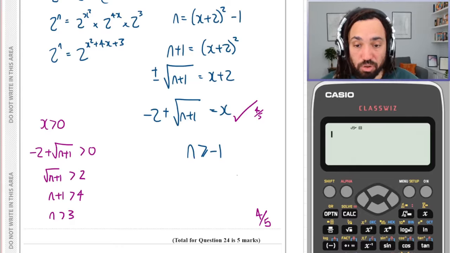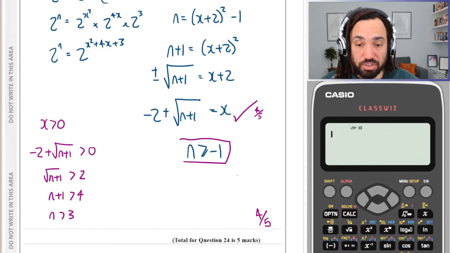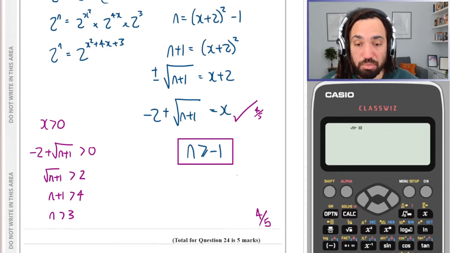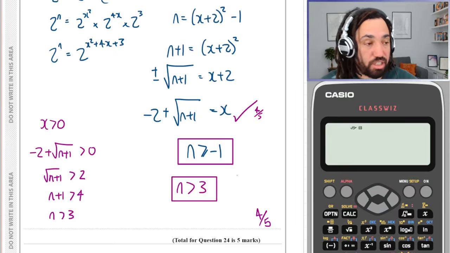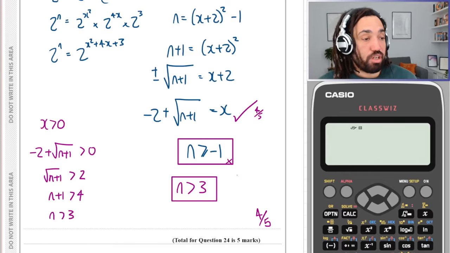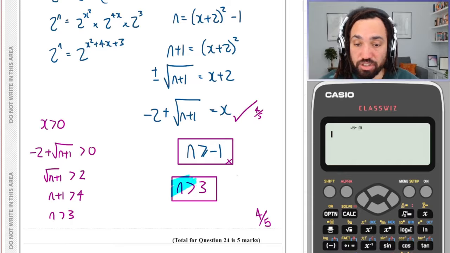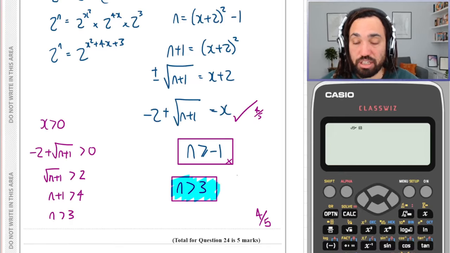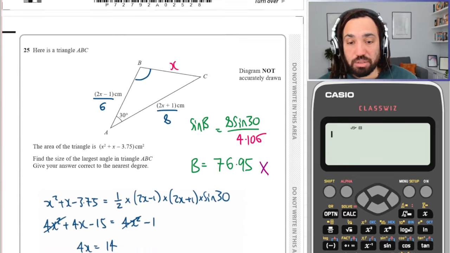So therefore, both of these two things need to happen. n does need to be obviously greater than or equal to minus 1, but moreover, n needs to be greater than 3, which takes more importance because it includes this anyway. So the answer was n needs to be greater than 3. So that was the answer, and that's cost me a mark. Gutted. Okay, on to the next one.